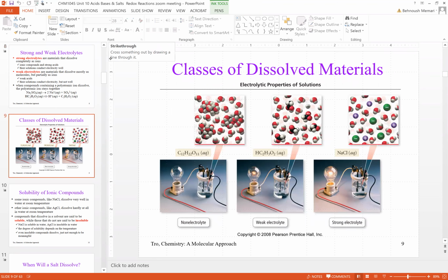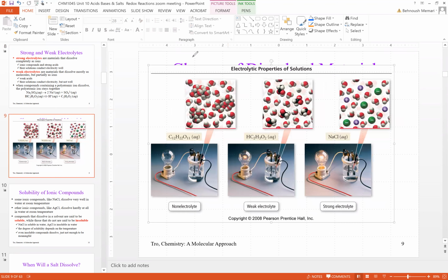Okay. It's showing strong electrolyte, weak electrolyte, and non-electrolyte. In the weak electrolyte, we have dimmed light as it shows here. So you have the dimmed light for the weak electrolyte.